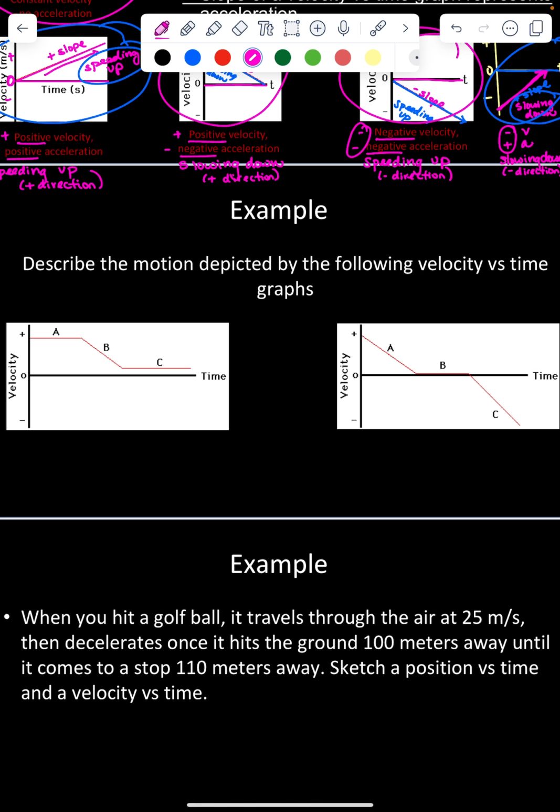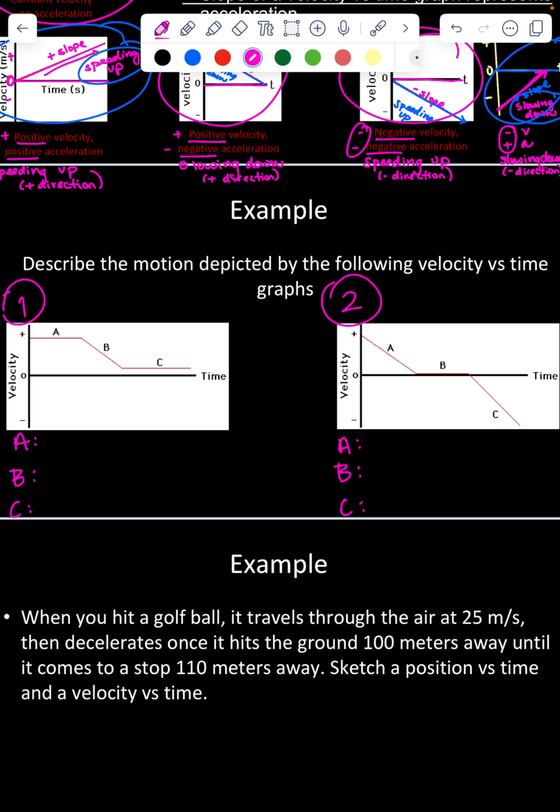All right, so they look similar, but they're not. But we want to be able to describe the motion, interpret what's happening on each of these. So below each of these, I want you to put A, B, and C. We're going to describe the motion that's happening in each of these. So this will be graph 1, this will be graph 2.